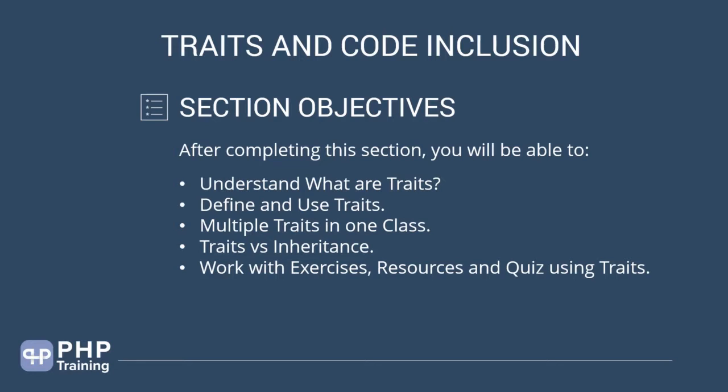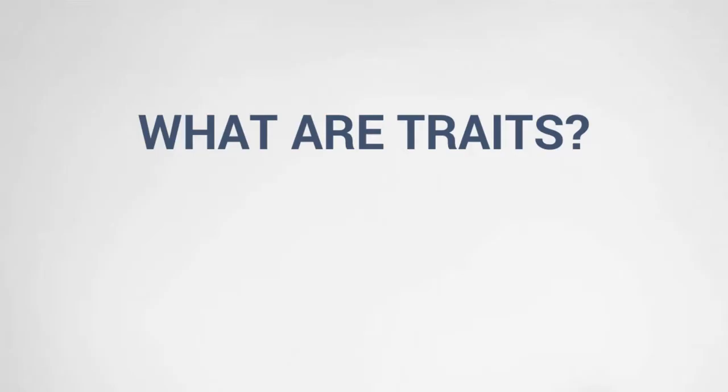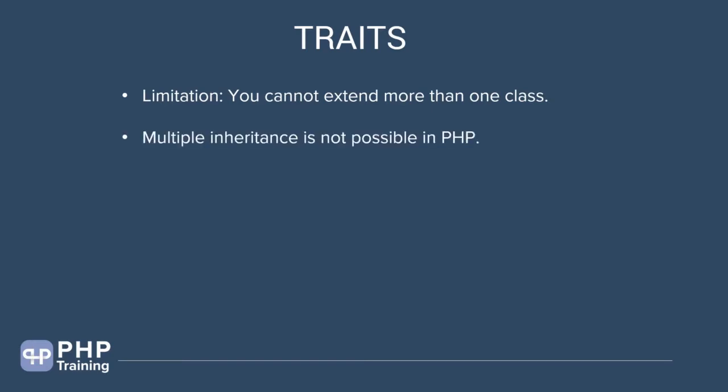Okay, so let's jump into the lecture and understand this traits concept. Hello and welcome to the lecture on traits. Let's understand what traits are and what problem the trait solves. We have a limitation that we discussed in inheritance, that you cannot extend more than one class. A class can extend only one class, and if you want to extend multiple classes, it's not possible in PHP 7 as of now. So multiple inheritance is not possible in PHP 7.